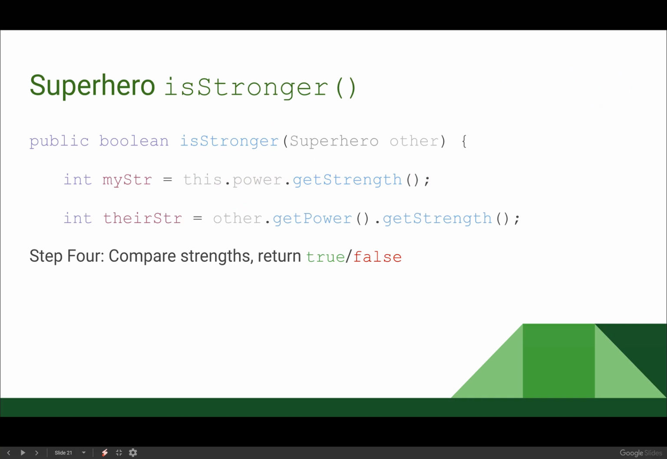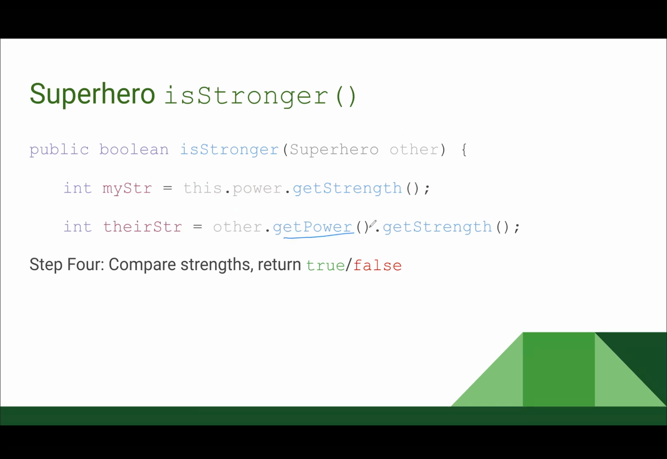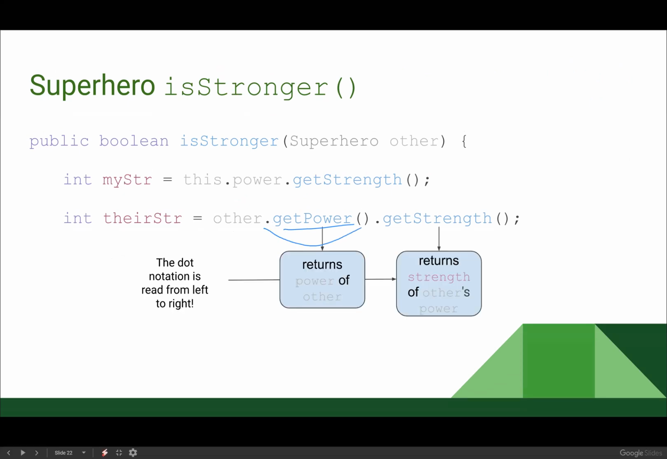So if I have a method called getPower to return the instance variable of power of a superhero, I can call that. Once again, I am stacking those dot operations. So we're returning the power of our other superhero, and then we're getting the strength from that power.